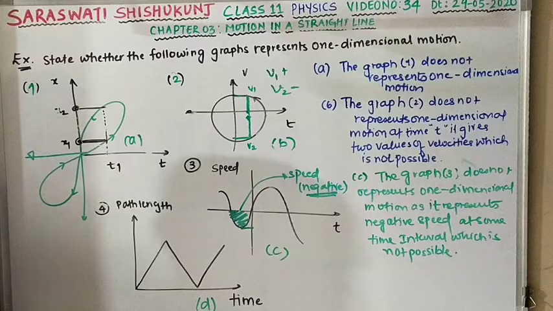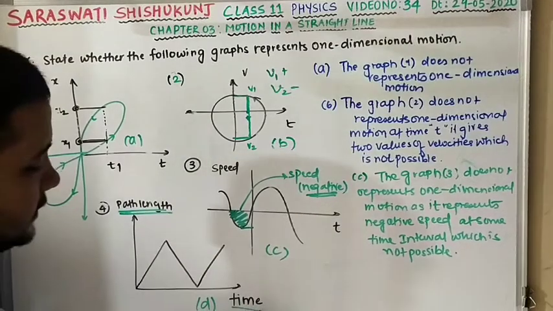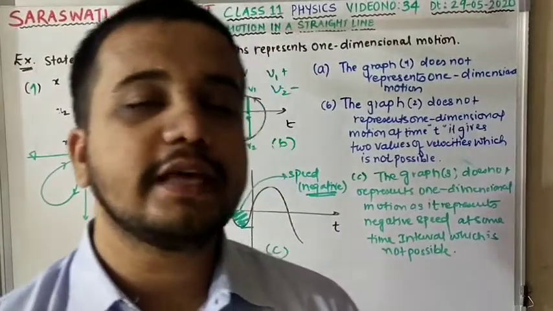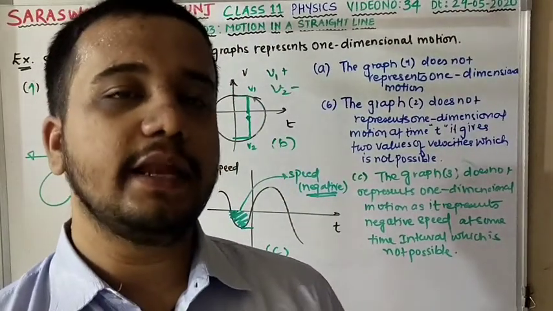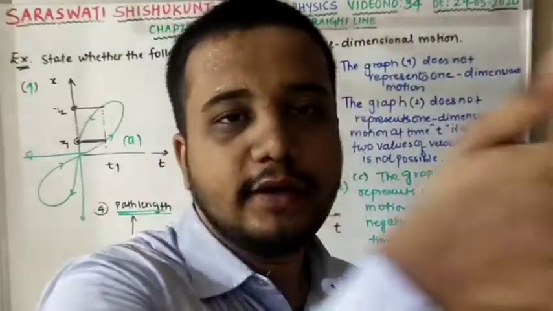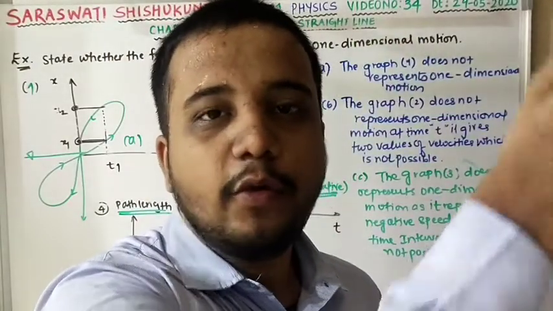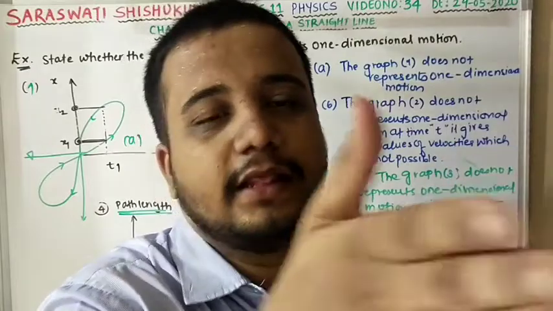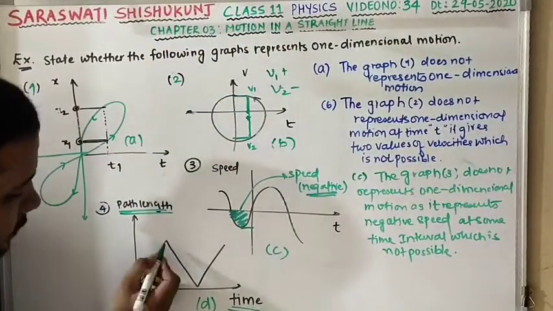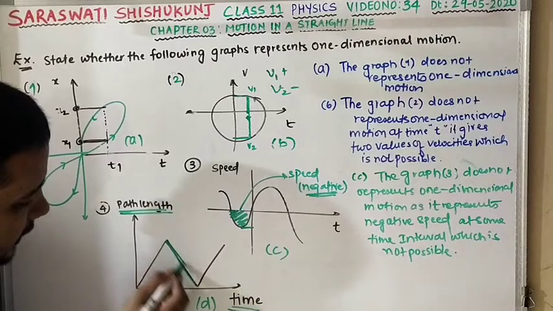Fourth graph, can you see? That is path length versus time. What is the characteristic of path length? Can path length be negative? If I am starting a journey from a particular point and I am moving further or stop, my path length is positive. It is never going to be negative. Here you can say that path length is negative. See? Path length is decreasing.